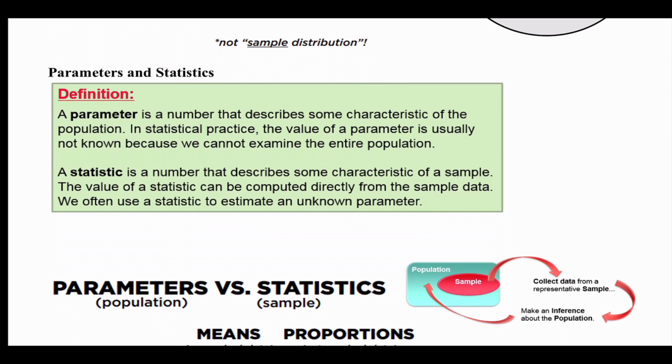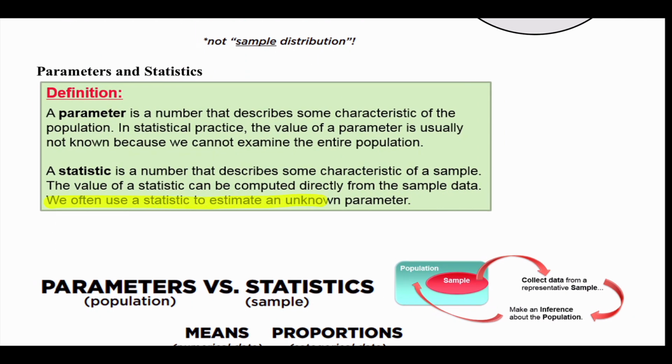So the value of a statistic can be computed directly from the sample data. We often use a statistic to estimate an unknown parameter. That last sentence there is kind of what we're going to be doing a lot this semester. Doesn't really make much sense, but that's really what we do. We're going to be using statistics to show the unknown parameter.